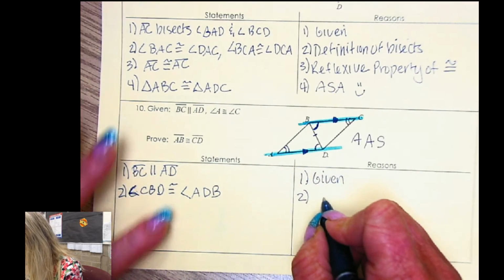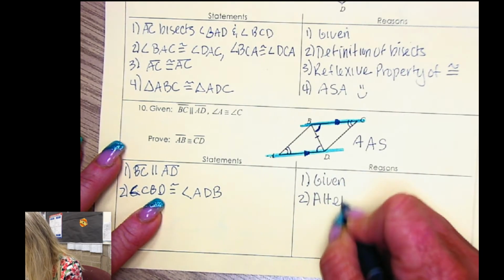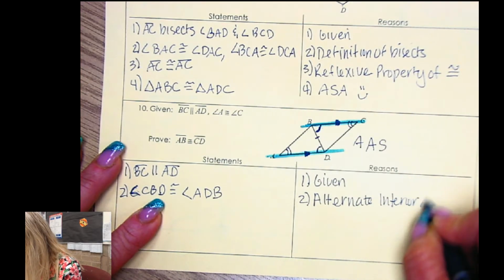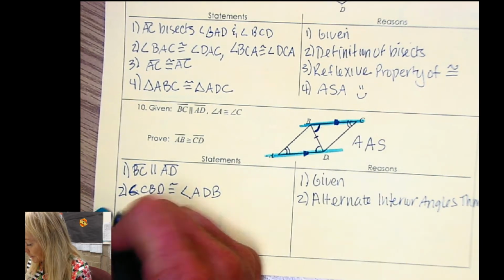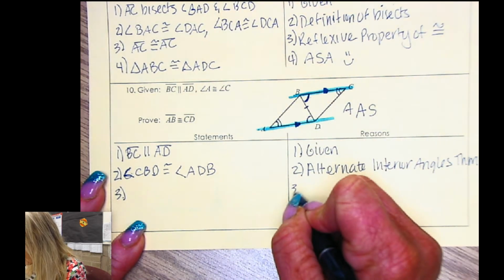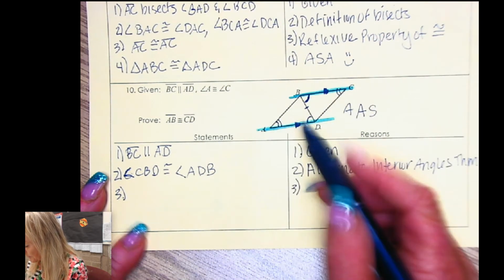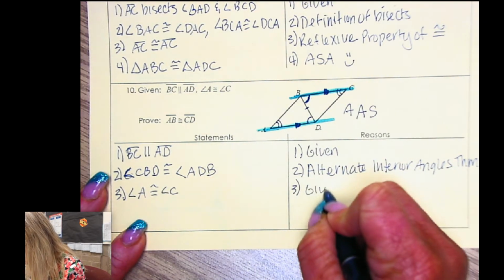And that's by alternate interior angles. And that is actually a theorem, so we might as well state that. And then the next thing that we know is that we have that angle. Let's hit these angles. They're given. So angle A is congruent to angle C, which is given.